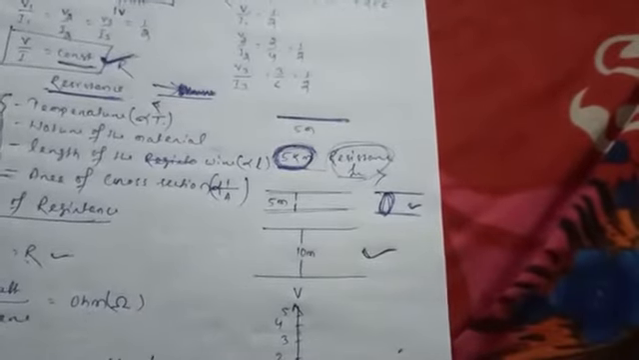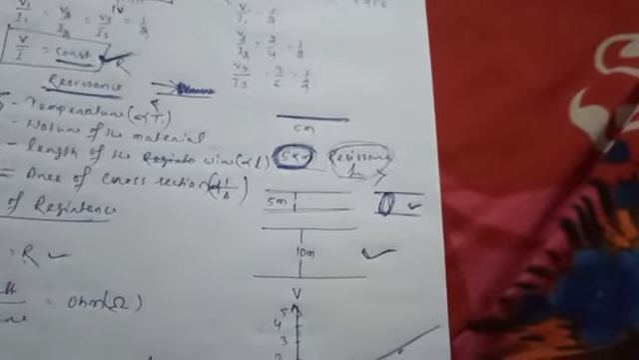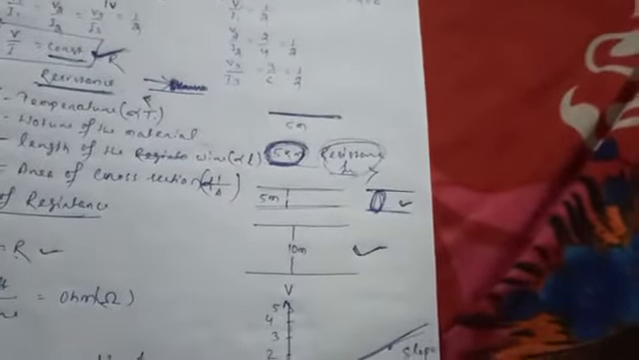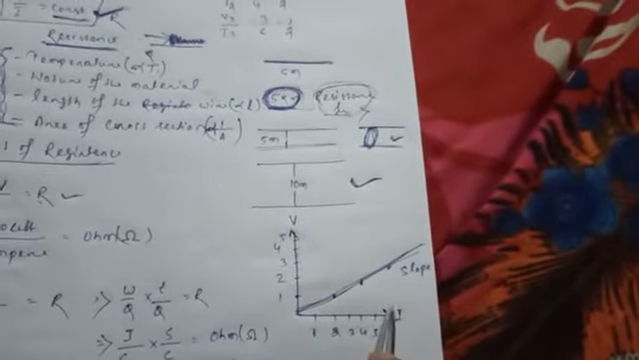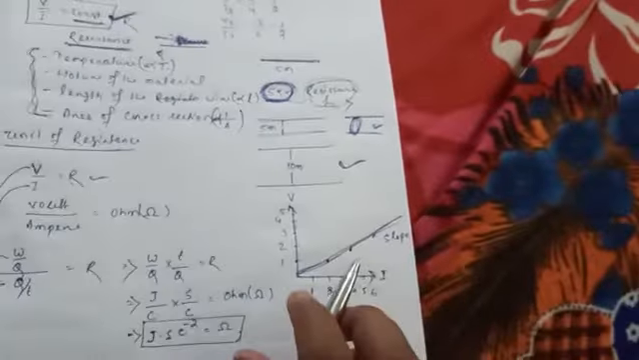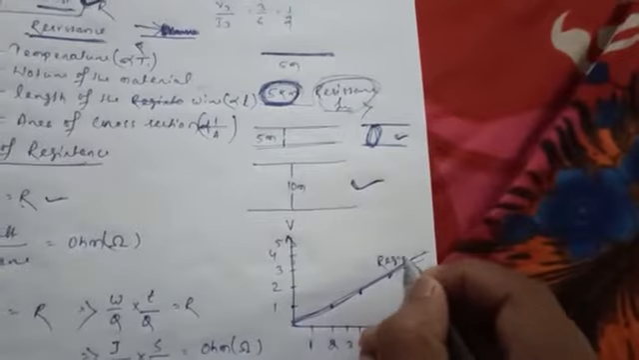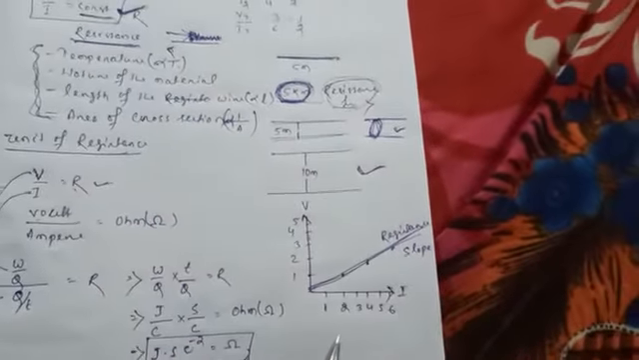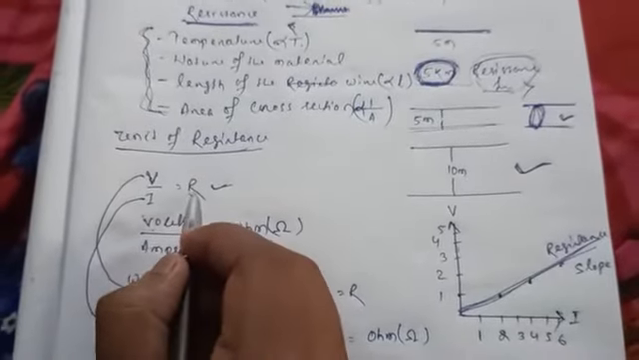So how will the graph be? The graph will be a slope, a straight line. You can say it is the slope of the VI graph. This is the resistance. Resistance is the slope. Why am I saying the slope? Because the formula is R equals V by I.